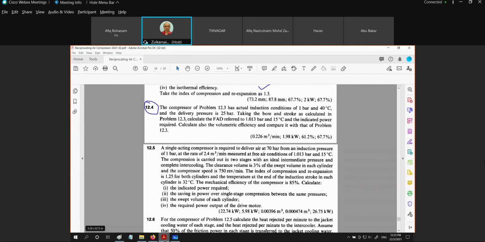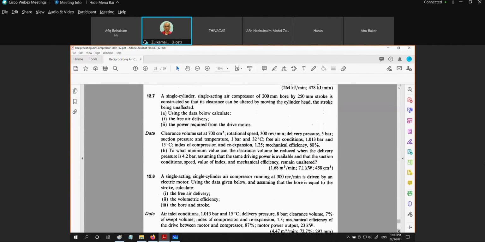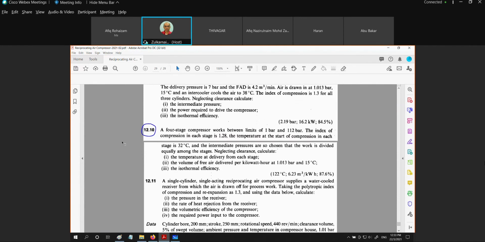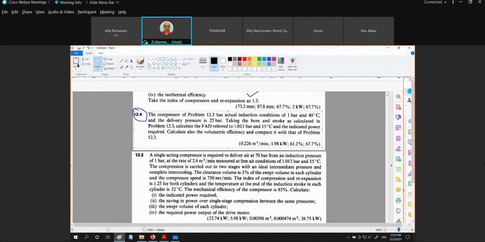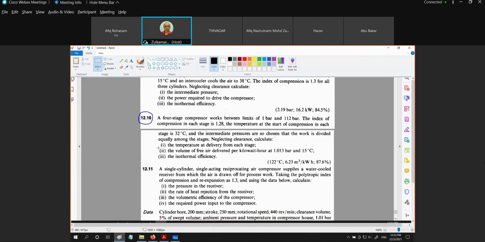Very simple one. Okay, this question. Any questions regarding question 12.3 and 12.4? Any question? No, okay. Now we go to 12.10, regarding our multi-stage.